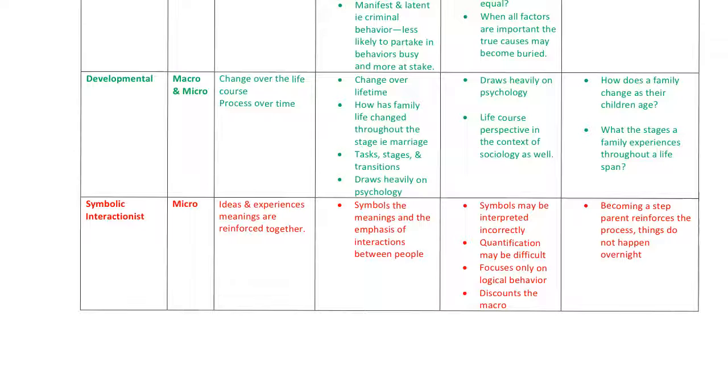Some of the weaknesses with this model are that symbols can be interpreted differently by different people, and they may be interpreted incorrectly, not with the efficacy of what was intended. Quantification may also be difficult. And it discounts the macro. It's really not taking into account the society levels. So those are the main criticisms of that.